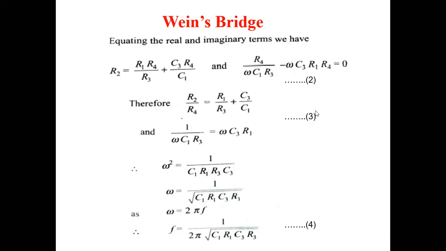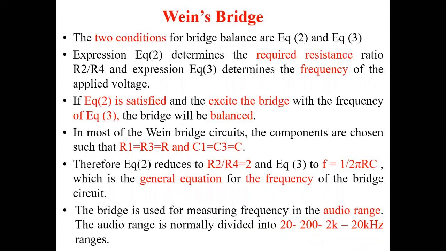Here we have two conditions, equation 2 and equation 3, in order to make the bridge balance. Equation 2 represents the ratio of the arms R2 by R4, and equation 3 represents the frequency component. If you satisfy equation 2 and excite the bridge at the frequency given in equation 3, we can say the bridge is balanced.